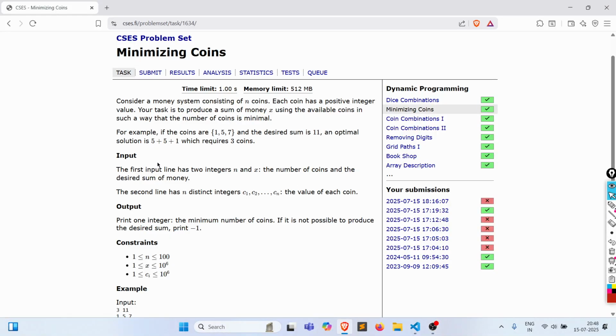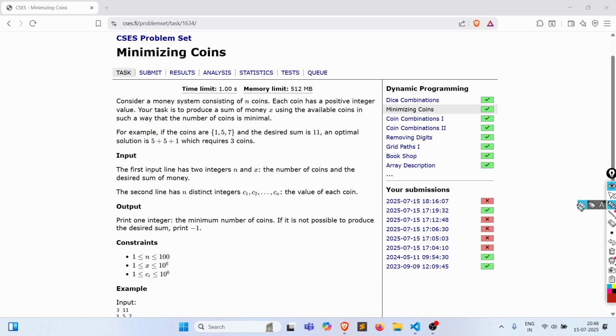Okay guys, so we are going to solve a CSES problem, Minimizing Coins. What the question states is basically we are given a sum x, right? And you have to find the minimum number of coins required to make that sum x out of the n given coins, and we can use the same coin more than once, right? So this is a pretty straightforward question given to us.